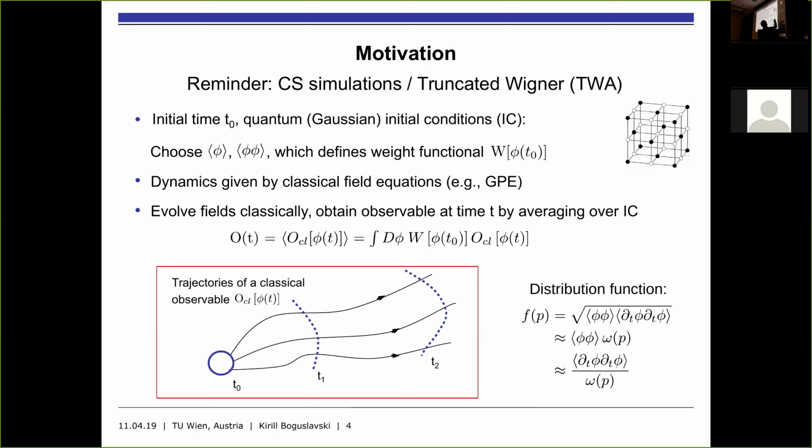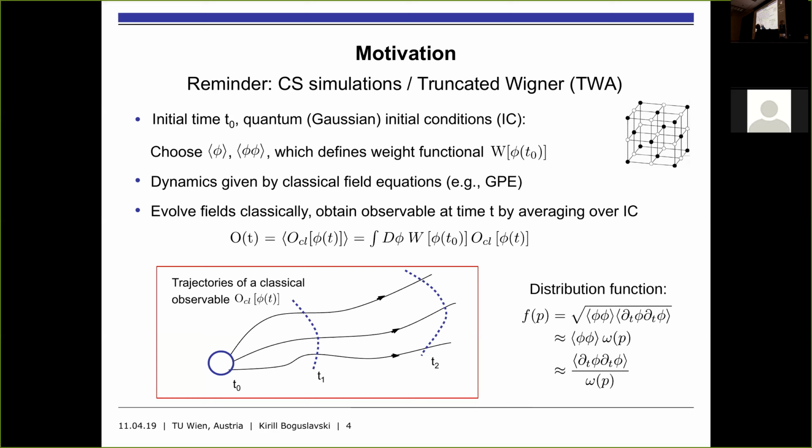Now we are of course on a lattice, and at first we initialize at some initial time, which we just call t0. We initialize the field. So we have classical fields, but in the beginning we think of them as quantum fields. And what we do is we initialize basically the 1-point and 2-point functions, and in general one could also initialize more, but this is usually enough.